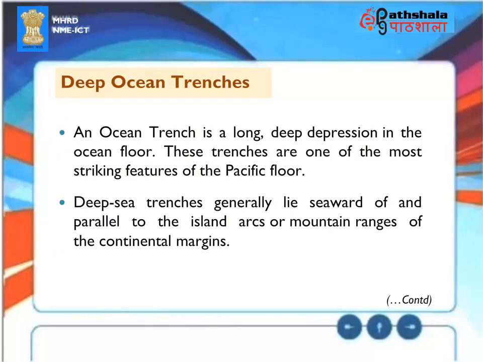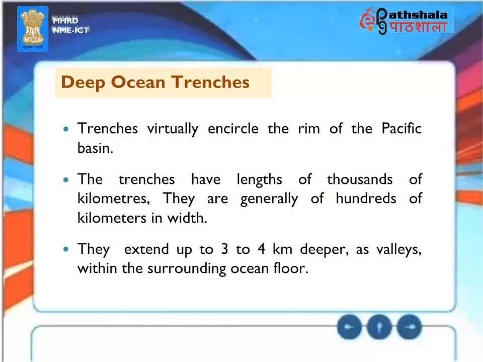An ocean trench is a long, deep depression in the ocean floor. These trenches are one of the most striking features of the Pacific floor. Deep-sea trenches generally lie seaward, off and parallel to the island arcs or mountain ranges of the continental margins. Trenches virtually encircle the rim of the Pacific basin. The trenches have lengths of thousands of kilometers. They are generally hundreds of kilometers in width. They extend up to 3 to 4 kilometers deeper as valleys within the surrounding ocean floor.